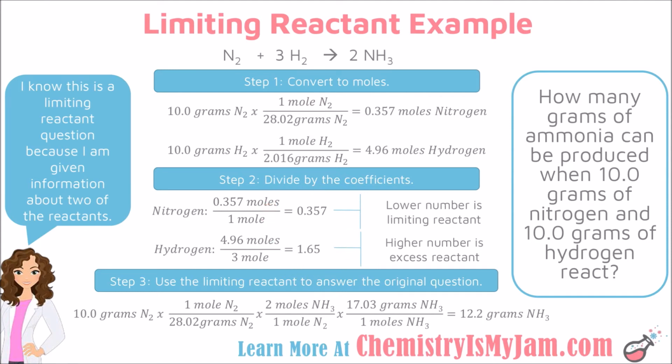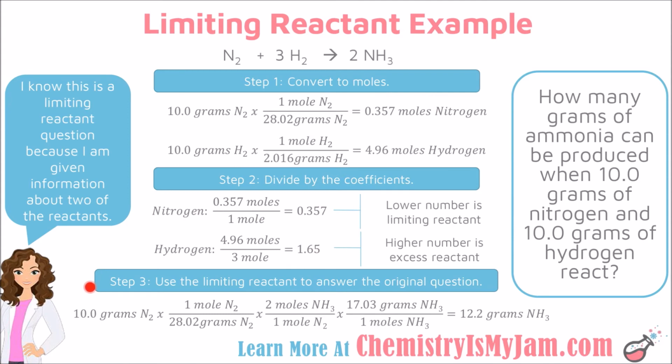These numbers are pretty much meaningless, except they can help us to identify the limiting reactant. Whichever one is the lowest is your limiting reactant. In this case, I now know that nitrogen is limiting and hydrogen is the excess reactant. I'm not going to use these numbers for anything else other than identifying the limiting reactant. I have not answered this question yet. All I've done is said which one is limiting.